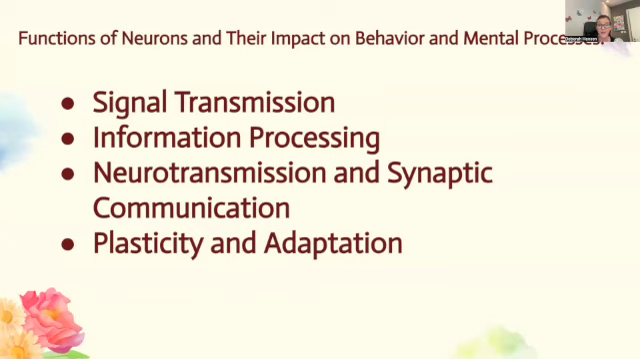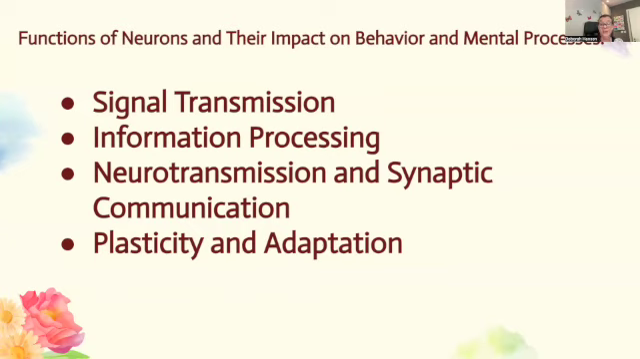Neurons don't work alone. They're part of this complex network and circuits in the brain and spinal cord to process information and coordinate our responses. Then we have information processing. Neurons integrate signals from multiple dendrites. The integration is essential for complex processes like decision-making and problem-solving.